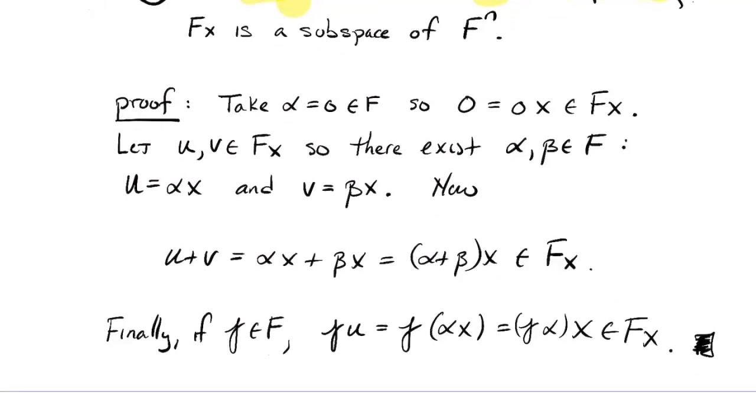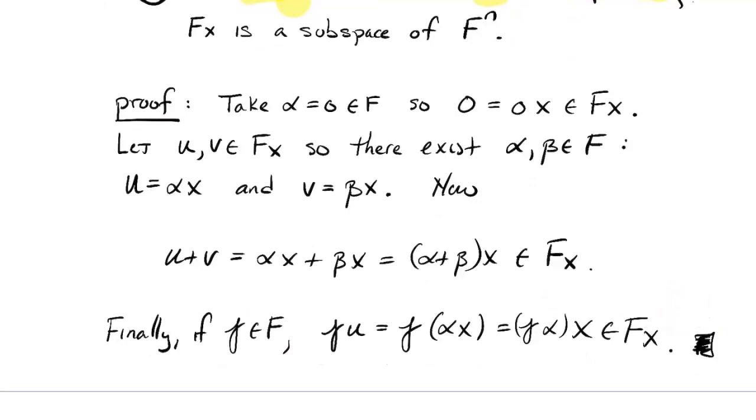Same thing for the third. If you take some scalar gamma, I'm using gamma because I've already used alpha and beta, so that's the third Greek character, gamma, in the Greek alphabet. If we look at gamma times u, well, that's gamma times alpha x. A vector space axiom says we can reassociate those parentheses. Gamma times alpha is a field element, so that thing belongs to F x. So there's your third criteria.